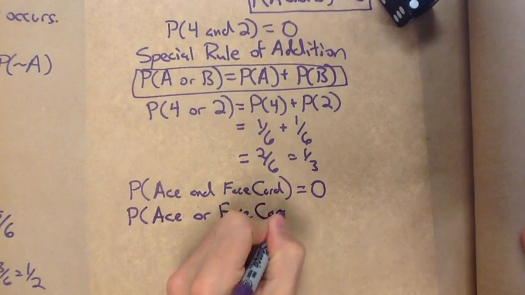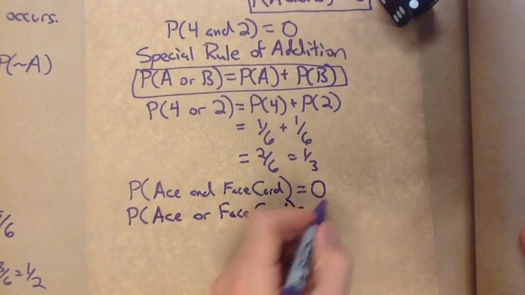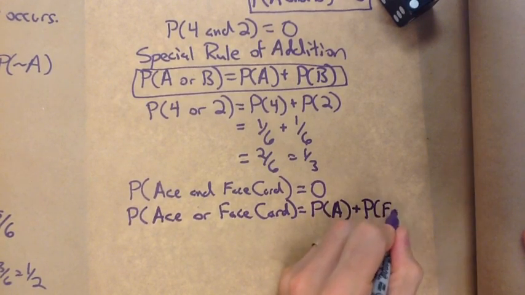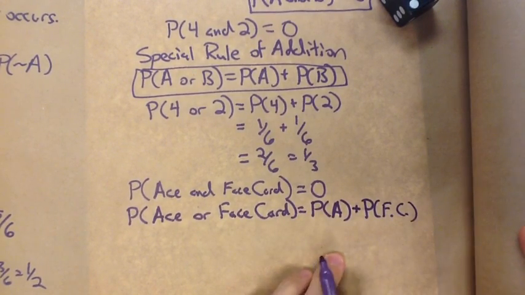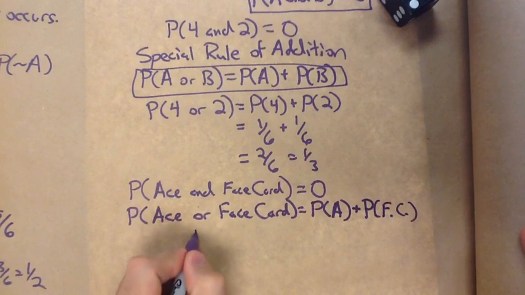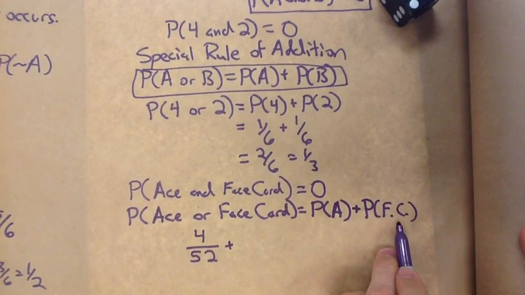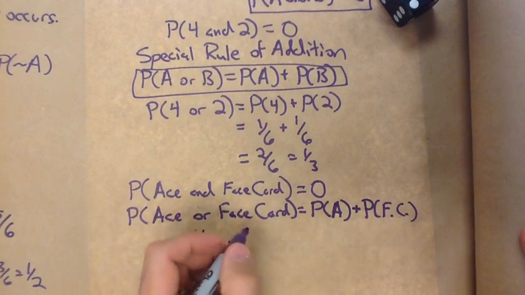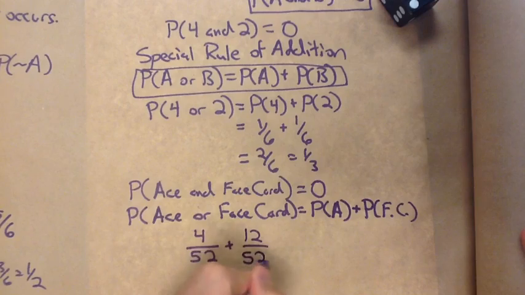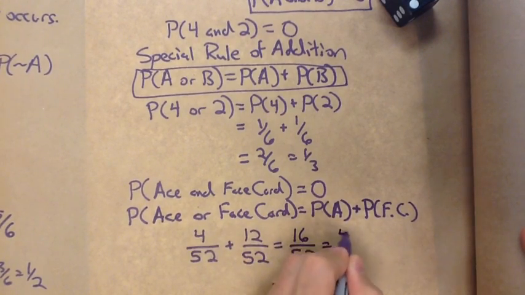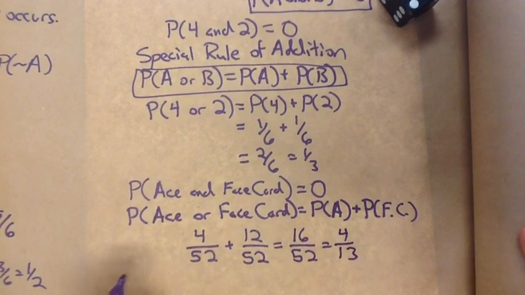a different thing. So ace or a face card becomes the probability of an ace plus the probability of a face card. Now, the probability of an ace. There are 4 aces in a deck, and face cards, jack, queen, king, there are 12. There's 3 in each suit, and there's 4 suits. So combining those together, I get 16 in 52, which is 4/13. So that is the probability I get an ace or a face card.